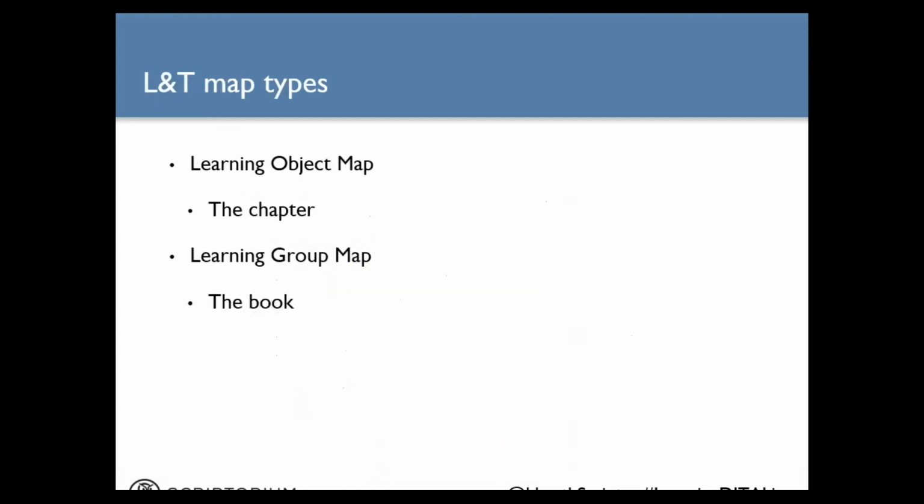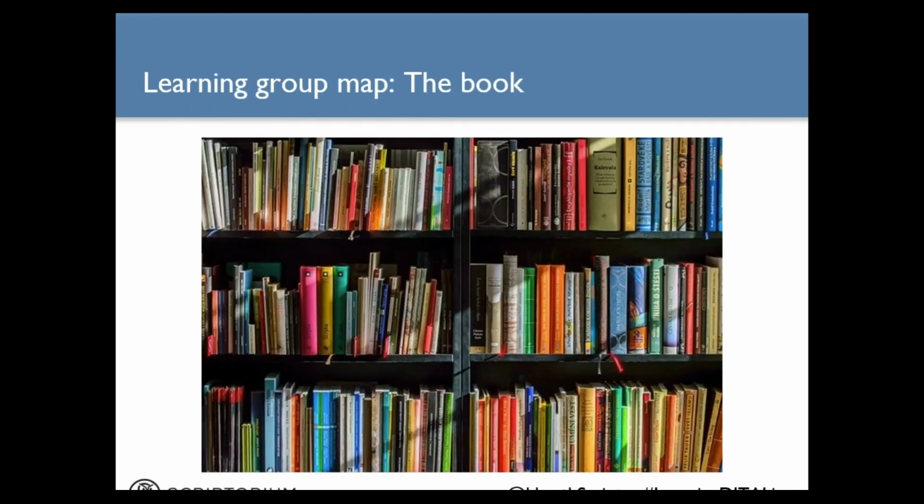Okay, so let's move on to learning and training map types. There are 2 map types: a learning object map and a learning group map. You can use these as you need to, but they're designed in a sort of hierarchy. For the purposes of this presentation, think of the learning object as maybe a chapter, and the learning group map as the book. So let's think of learning group maps as the larger maps that contain object maps. Great. So let's look at a little more detail in the learning group map.